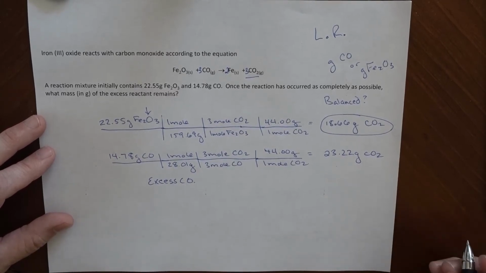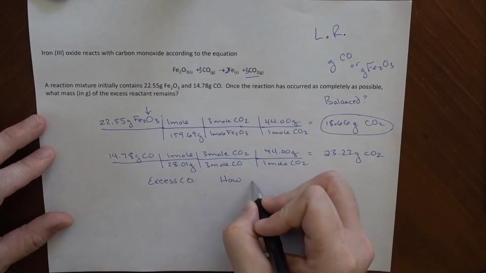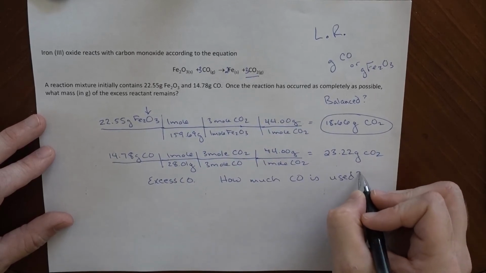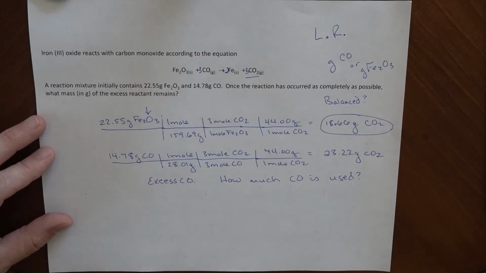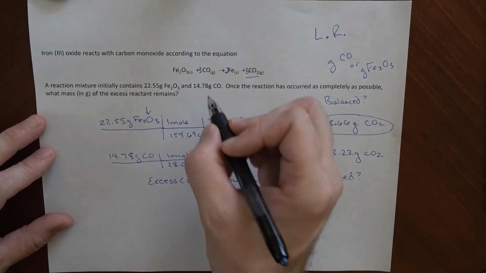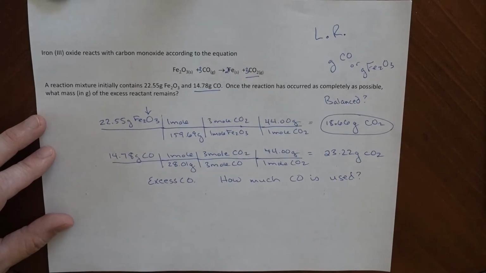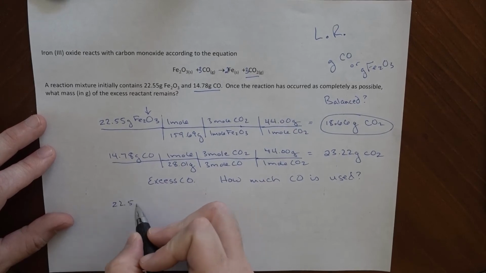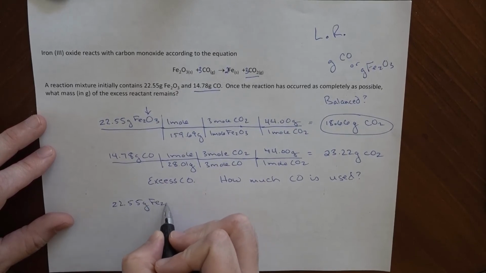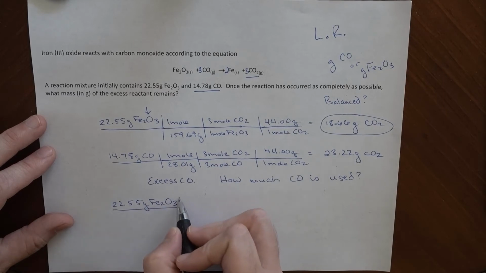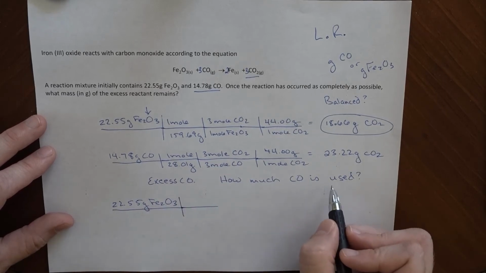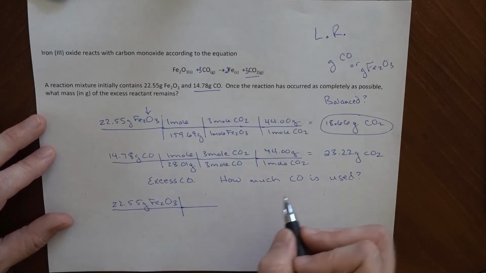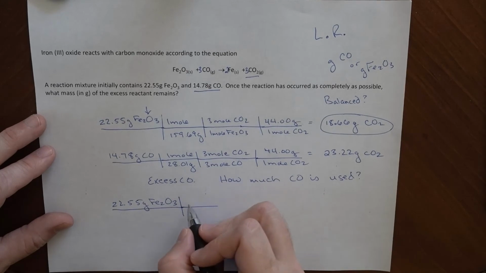So now what I need to do is figure out how much CO is used in this reaction. I don't know how much is used. I know how much I was given, but I don't know how much is used. And so to answer this question, how much is used, I'm going to start with my grams of iron 3 oxide and figure out how much carbon monoxide is used to react with it. Because I know this is the limiting reagent. It's going to run out. And when it does, it's using up carbon monoxide. So how much gets used?